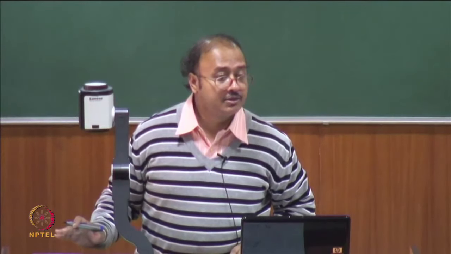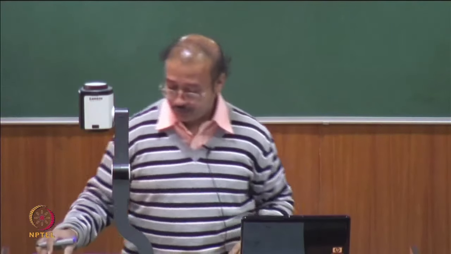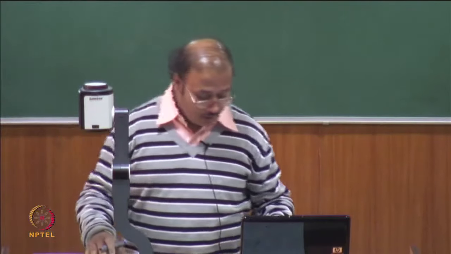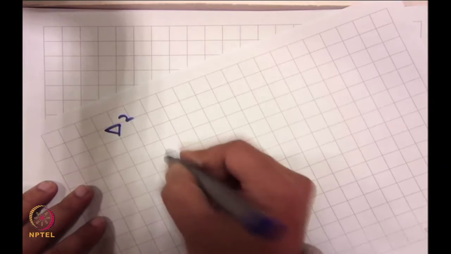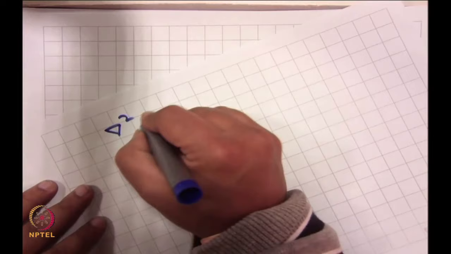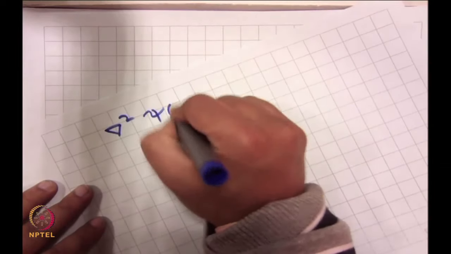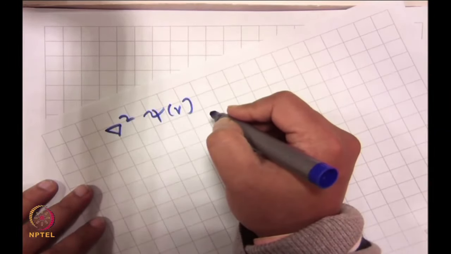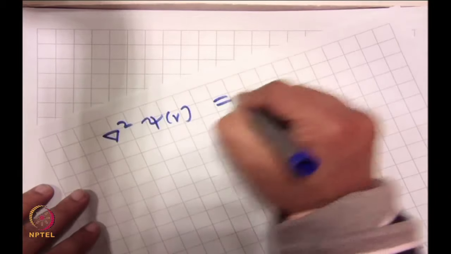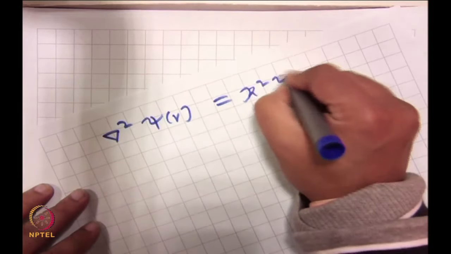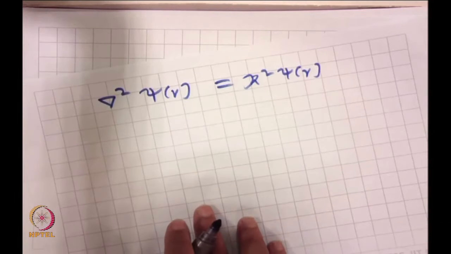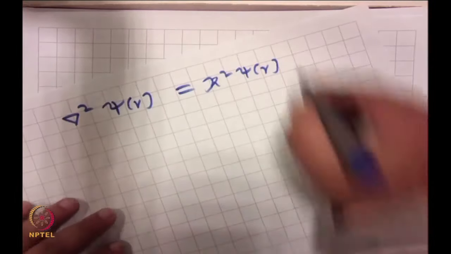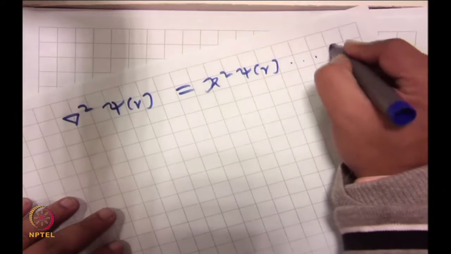You okay after this? Any problems, any issues? Please do let me know. Now, I can also write this as del squared psi, now writing r instead of x, is equal to kappa squared psi of r. That is what we are going to solve now. I think I forgot the last number, maybe this is equation 4.